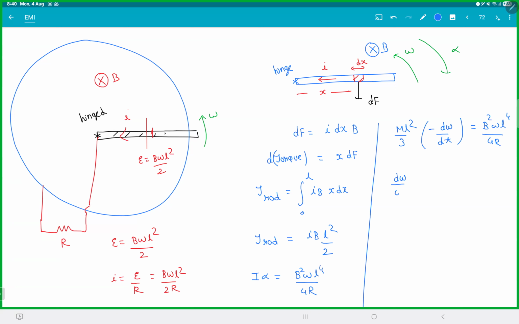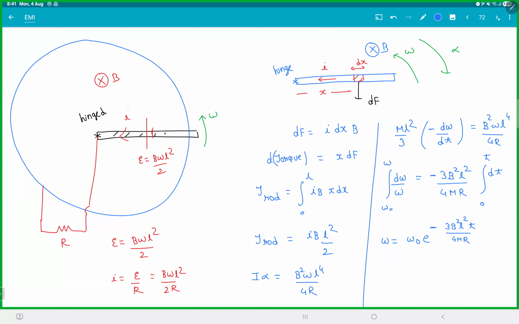So d omega by omega will be minus B square, when L square goes off. You'll get 3 here, and then you get 4 mR dt. Limits will go from omega naught to omega and 0 to t. There. Right, Vihan, you almost got there.